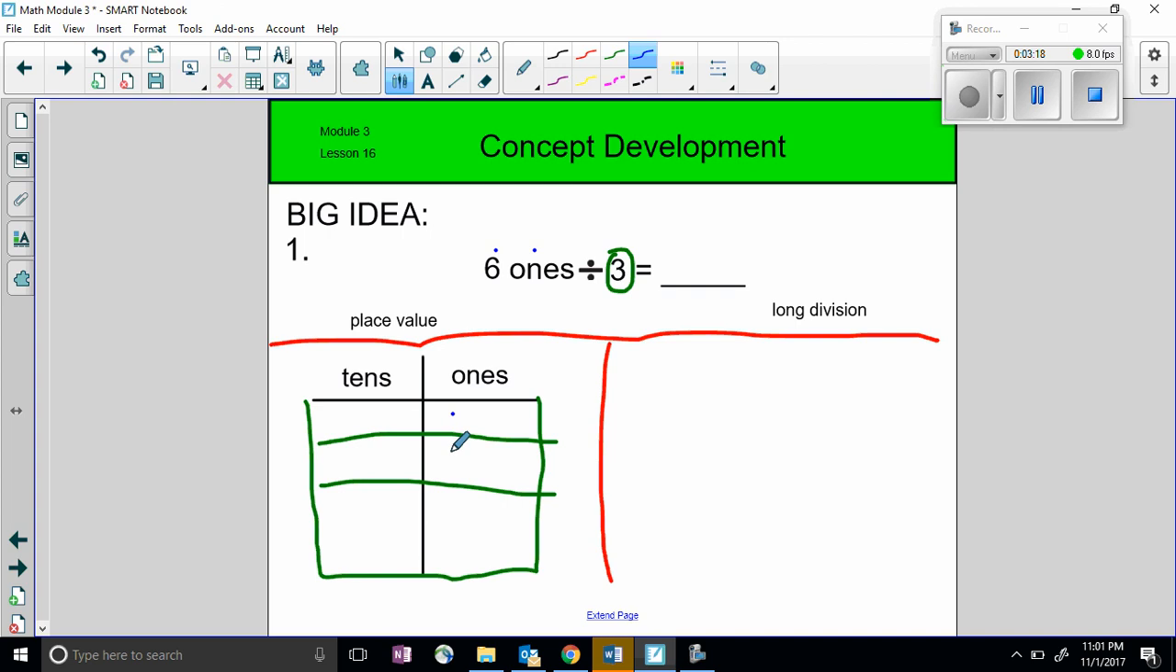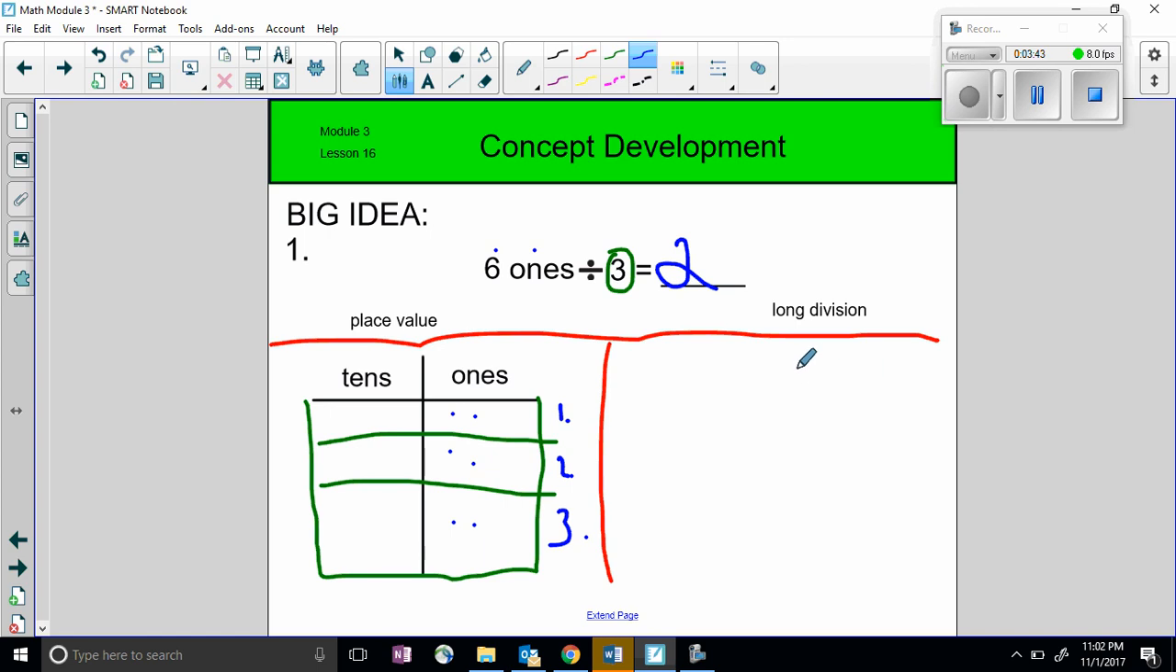So I'm going to go 1, 2, 3, 4, 5, 6. How many ones are in this group? How many? 2. There you go, right there. 2. Because that's 1 group, 2 group, 3 group. So I can just say how many ones are in group 1? 2 ones are in group 1.